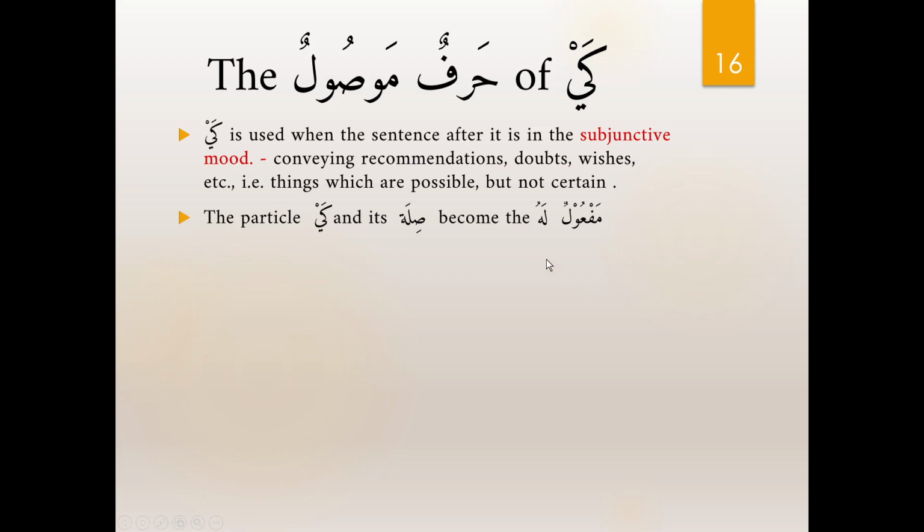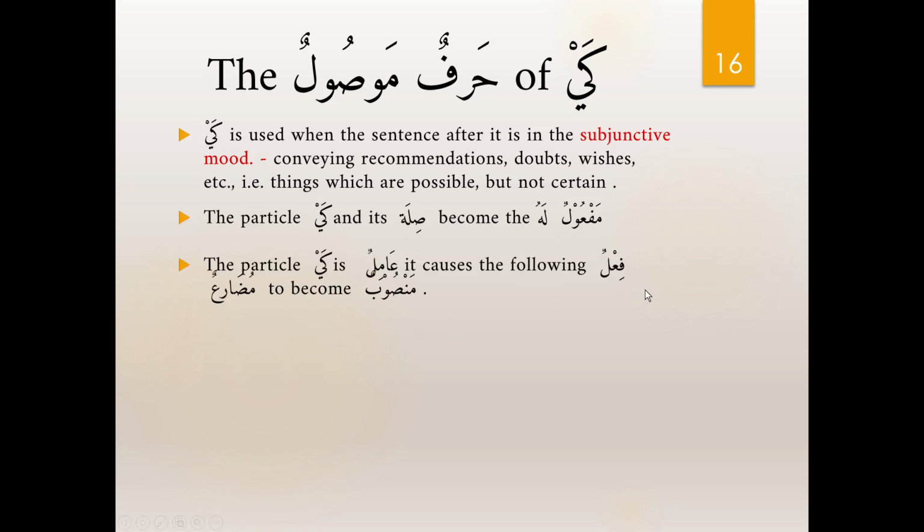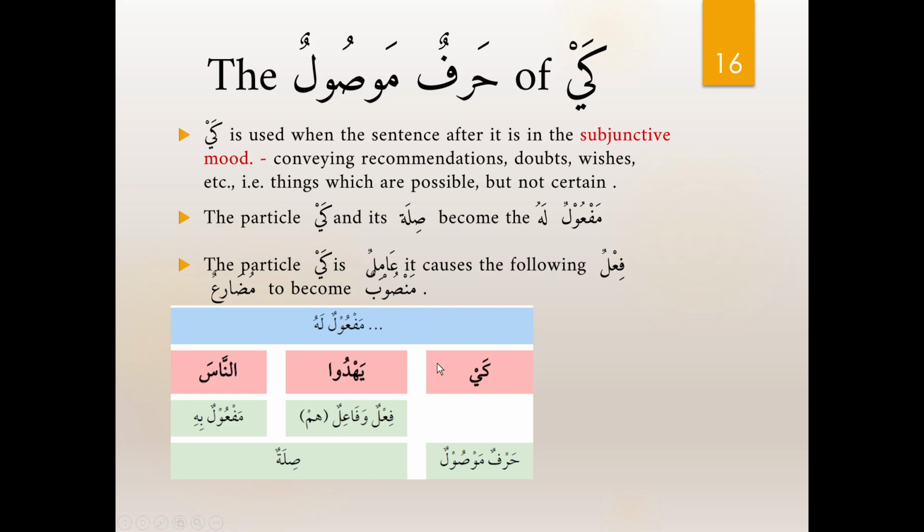So kai, subjunctive mood, is amil, because it causes the fi'lul mudari'un to become mansub. So we have a typical tarkib here coming up. This whole thing is your maf'ul lahu, and it consists of your harf and the sila. The sila itself is of course a jumla fi'liyah, and your jumla fi'liyah is now light. Yahduna has become yahdu. Here we would translate it as so that they guide the people. This is probably talking about the messengers.